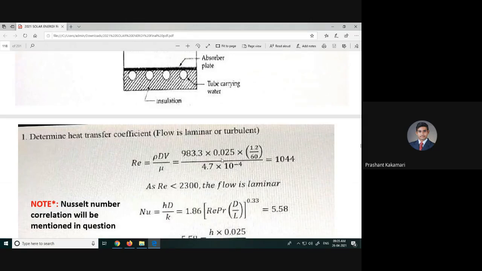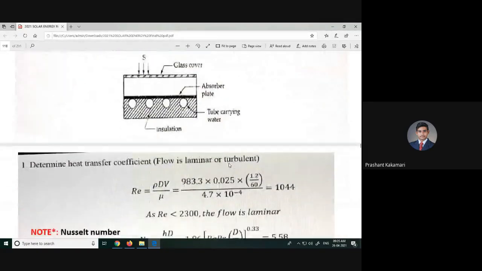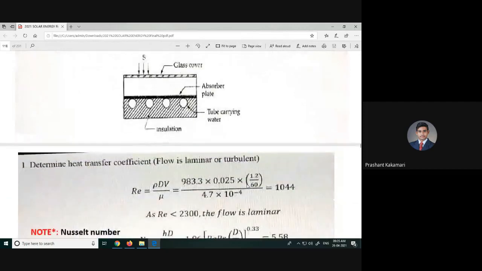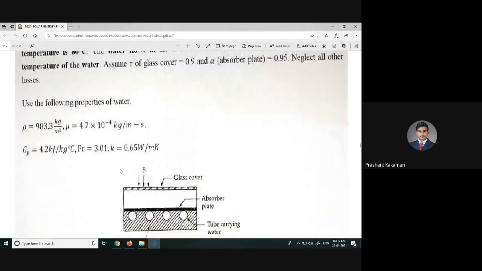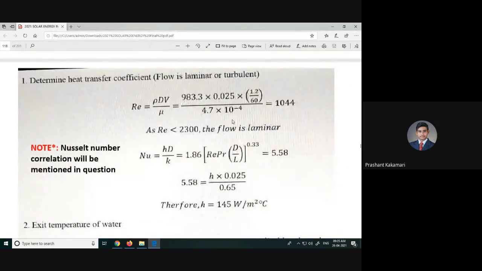D, as I told, is the diameter of the tube, which may be inside or outside. As inside diameter or thickness is not mentioned, I can consider the diameter given in the problem, 0.025 meters. Then the velocity is given in meters per minute, so to convert to meters per second, I am taking 1.2 by 60. Then the mu value is given as 4.7 into 10 raised to minus 4 kg per meter second. It is already in SI units, so I can substitute all these values and you can check the answer.